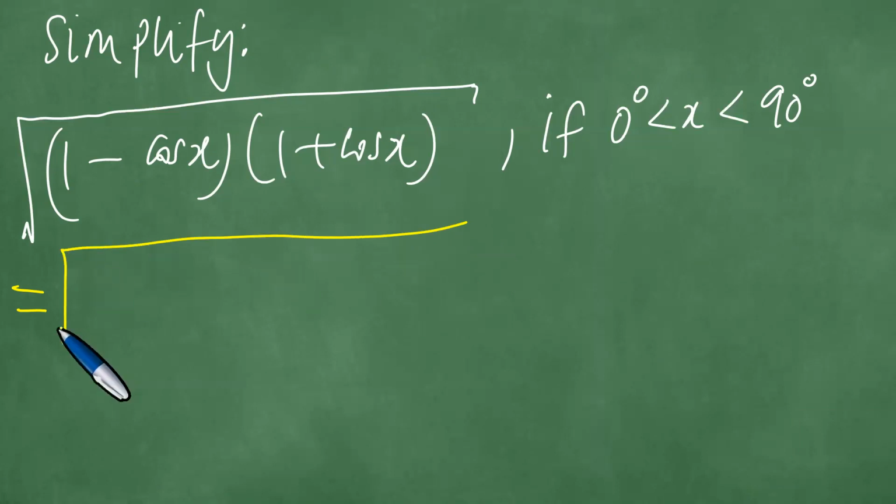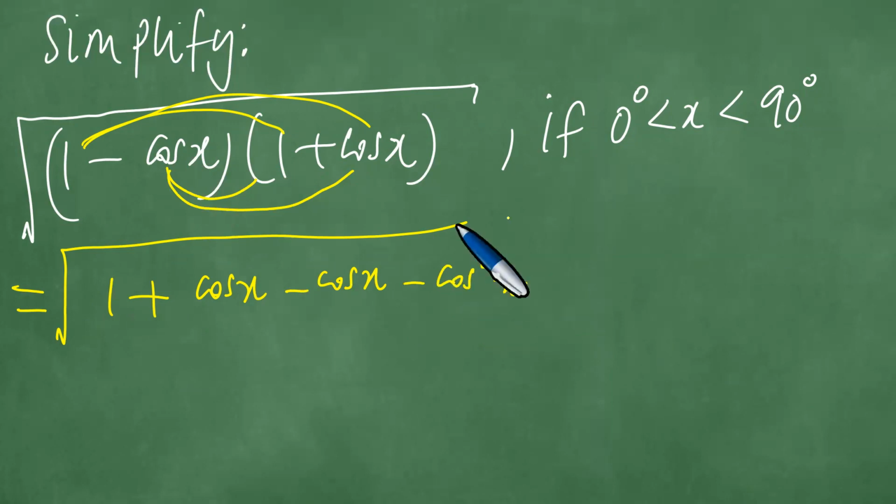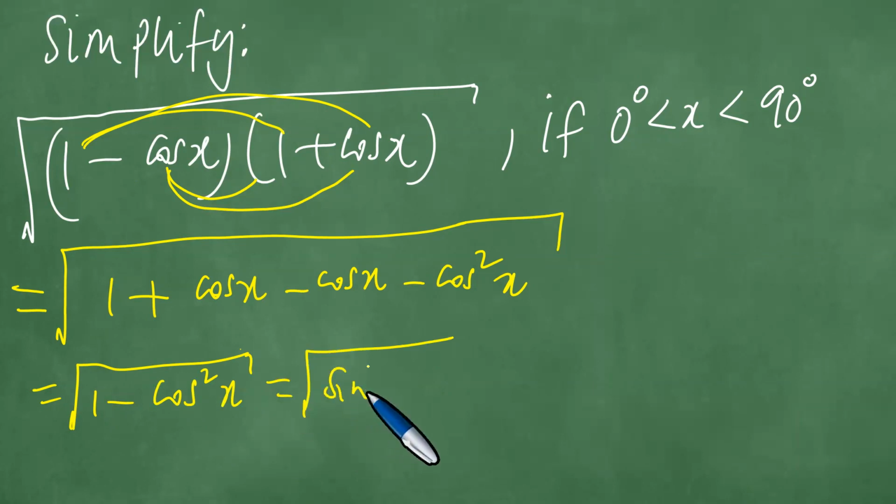So you're just going to have the square root. You expand: you multiply this with that, this with that, this with that, and this with that. 1 times 1 is 1, plus 1 times cosine x is cosine x, minus cosine x times 1 is minus cosine x, minus cosine x times cosine x is minus cosine squared. Cosine x minus cosine x is 0. So 1 minus cosine squared x, and 1 minus cosine squared is sine squared.